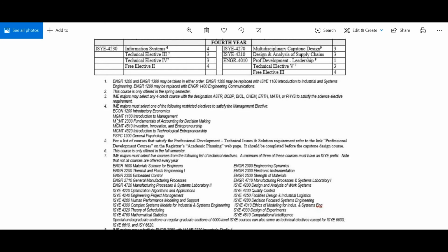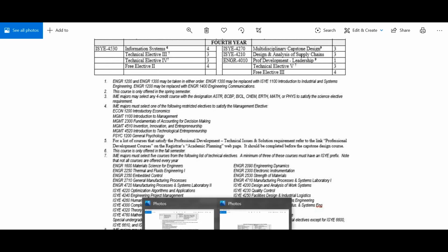So you've got either Management 1100, Introduction to Management, which a lot of students take, especially if they want to do a management or business minor. And then there's also 2 Haas courses that you could take in place of this if you did not instead want to apply that to your Haas curriculum. So there's both Introductory Economics and then Introductory Psychology, and similar courses within here as well.